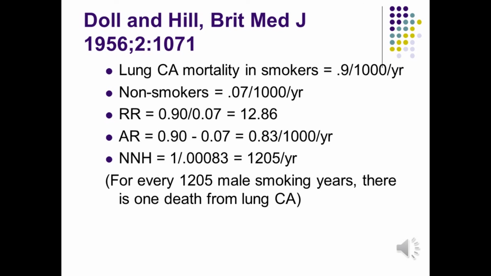The attributable risk, how much of the risk is due to the risk factor, was 0.9 minus 0.07, or 0.83 per 1,000 per year. That much was due to the smoking. And the number needed to harm, which is the inverse of the attributable risk, was 1,205 per year. So 1,205 people smoking for 1 year caused 1 lung cancer death.